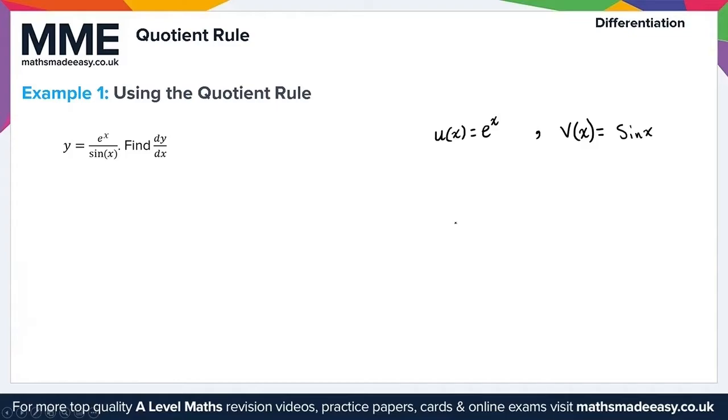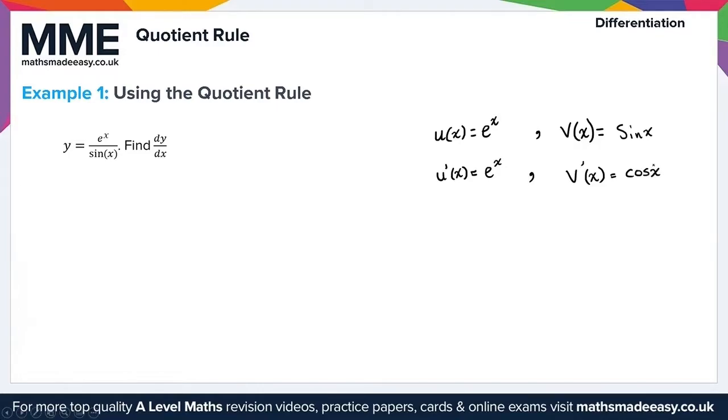And remember, when we're using the quotient rule, we also need the derivatives here of u of x and v of x. So let's just differentiate each of these with respect to x. So u prime of x, well, if you differentiate e to the x, that's simply e to the x there. And if we differentiate here v of x to get v prime of x, well, if you differentiate sine x, we simply get cos x.